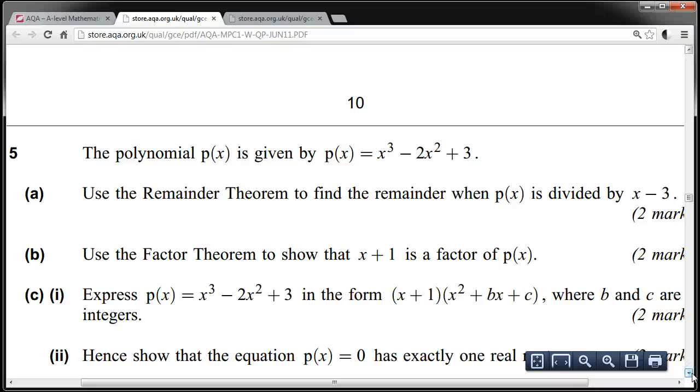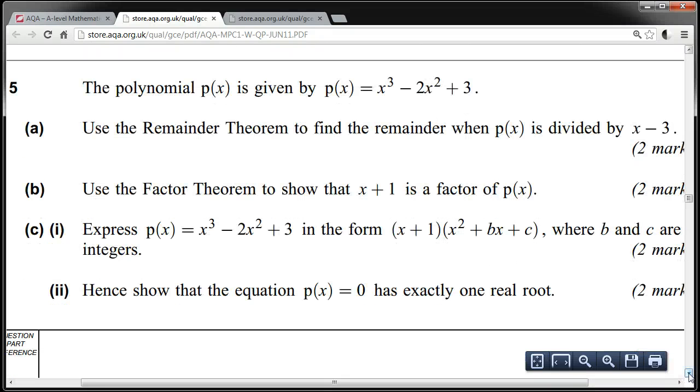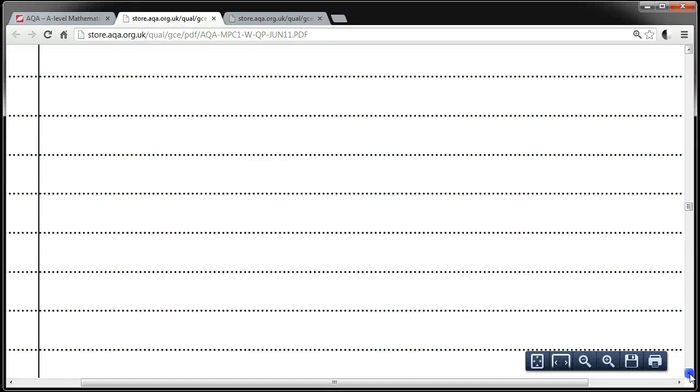Now 5, polynomial. Remainder and factor theorems. Nice question this. Very easy to do. 2 marks for each of those, using the remainder and factor theorems. And then we do the division, don't we? Show that this divides into the cubic this many times and find b and c. And then we need to show this doesn't have any roots, so there's only one real root. So that's good. Nice question there.